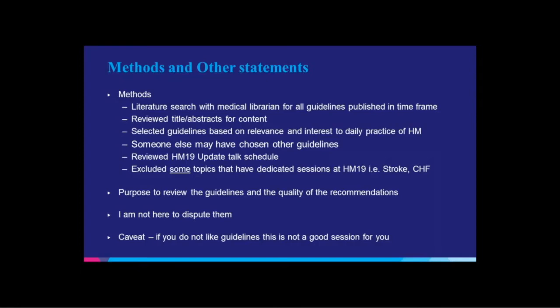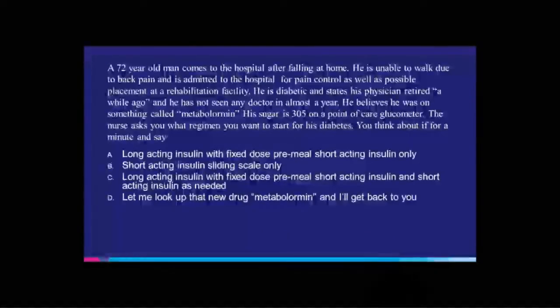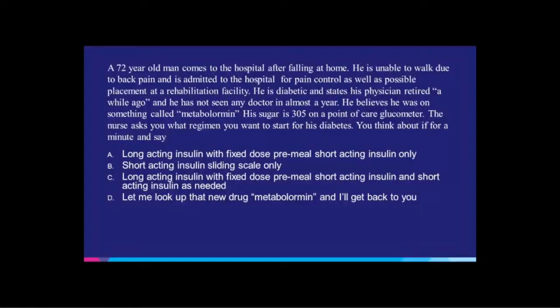So, without much ado, our first case will be a 72-year-old man who comes to the hospital after falling at home. He's unable to walk due to back pain and is admitted to the hospital for pain control as well as possible placement in a rehab facility. He's diabetic and states his physician retired, quote, a while ago, end quote, and he has not seen any doctor in a year. He believes he was on something called metabolormin. His sugar is 305 on a point-of-care glucometer. The nurse asks you, what regimen do you want to start for his diabetes?